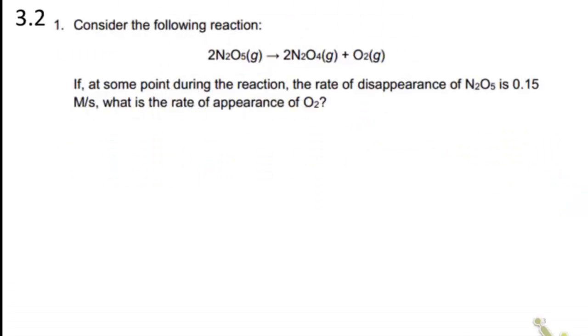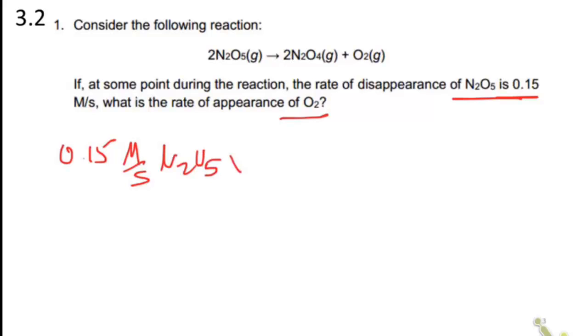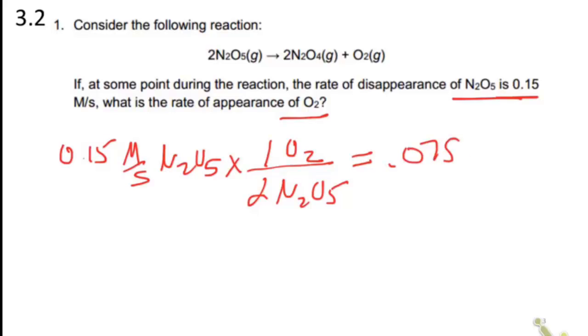Alright, here is a different reaction. At some point, the rate of disappearance of N2O5 is 0.15 molar per second. I want to know the rate of appearance of O2. So I'm just going to simply take that 0.15 molar per second for N2O5. And what I know is there are 2 N2O5s for every 1 O2. And when I plug and chug that, I get 0.075 molar of O2 per second.